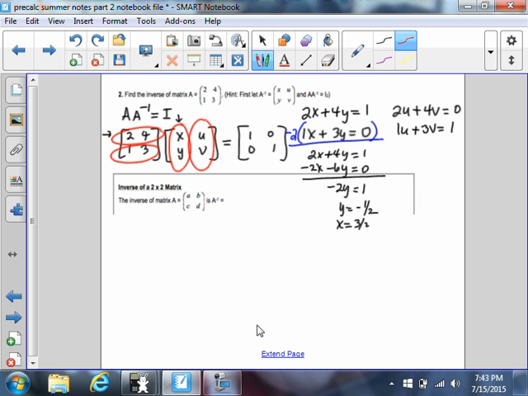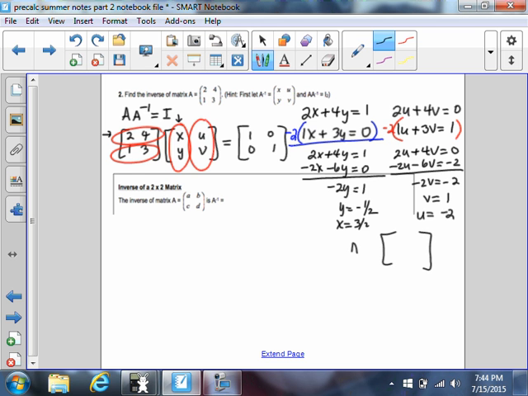And then I do the same thing on this one. If I multiply by -2, I get 2u plus 4v equals 0, -2u minus 6v equals -2. So I get v equals 1. And then if I solve for u in any of those equations, I get u equals -2. So that means my inverse matrix, A inverse, is x, which was 3 over 2, u, which was -2, y, which was -1/2, and v, which was 1. So you can find your inverse that way.